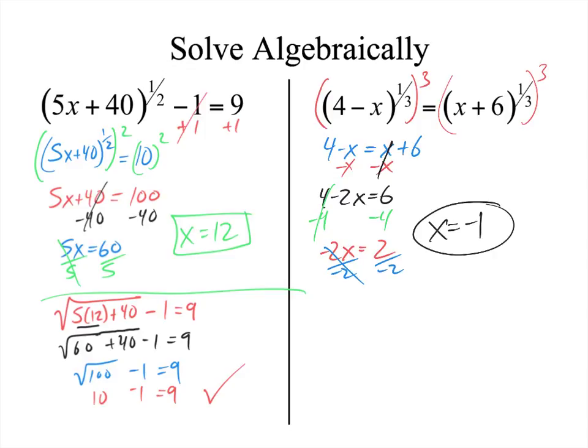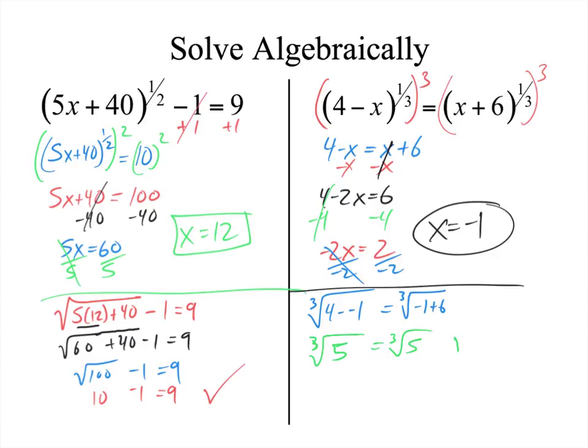Let's check to make sure there's no errors. No extraneous. So I'm going to put cube roots. I just like cube roots better. 4 minus a negative 1 equals the cube root of negative 1 plus 6. Let's see here. The cube root of negative 1 is negative 1, so that becomes 4 plus 1 equals the cube root of negative 1 plus 6, which is 5. We're good. So that answer is a good one. We do not have extraneous solutions here.